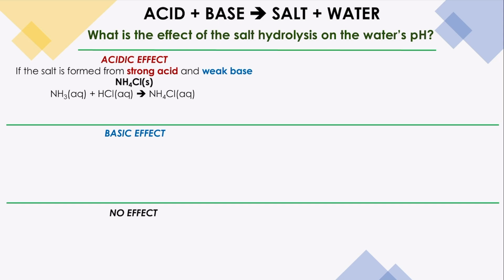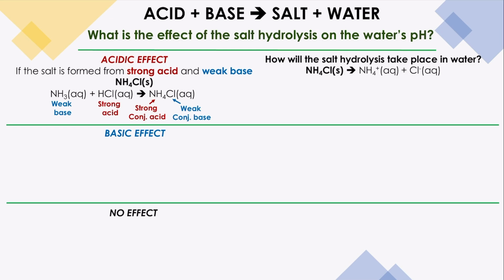NH4Cl is produced from the reaction between NH3, which is a weak base, and HCl, which is a strong acid, and it's producing NH4Cl. We have to know that NH4+ is coming from a weak base, so it is a strong conjugate acid. While the other ion, Cl-, is coming from a strong acid, so it's a weak conjugate base. Why is this an important point? This is what we will know now.